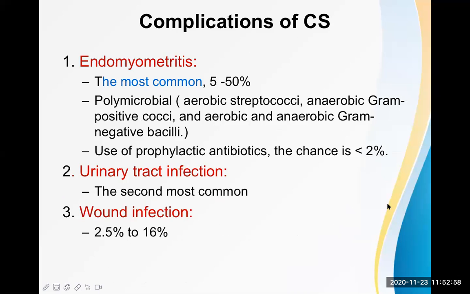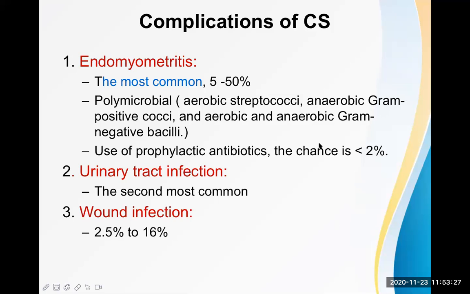Now we are coming towards the end of this topic. What are the complications of cesarean section? We can easily list a few of them. One is endomyometritis. What is the meaning? Endomyometritis means endometrial inflammation, sir. Exactly. Endometrial and myometrial inflammation or infection.